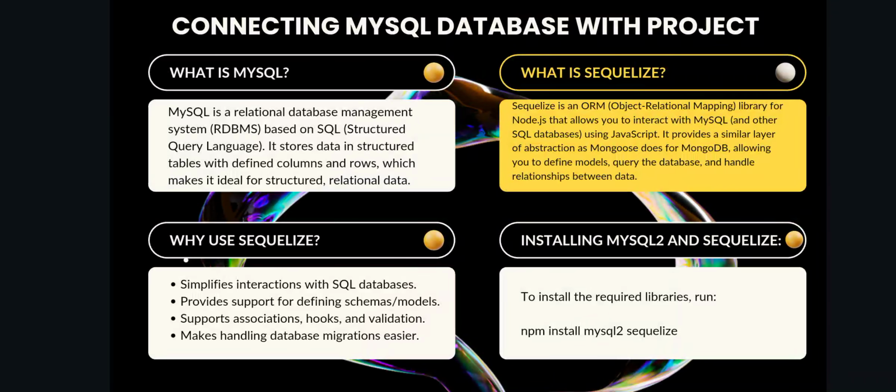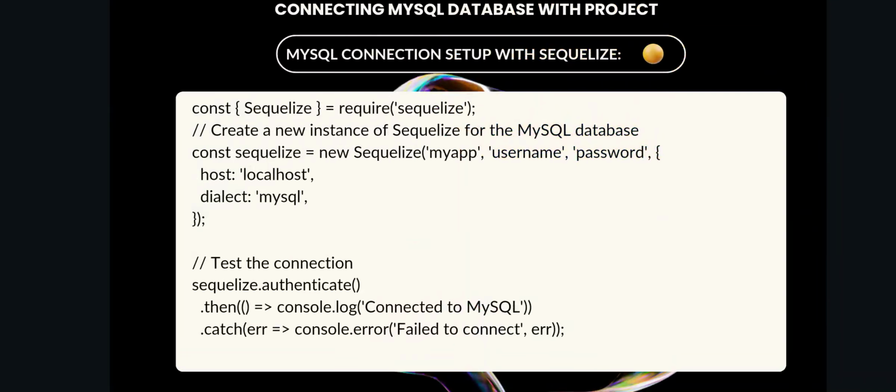Go to your root directory and run this command: npm install mysql2 sequelize. This is the basic structure of setting up Sequelize with our MySQL. For Sequelize, you need to assign a variable and require Sequelize from your Sequelize library. After that, create a new instance of Sequelize for the MySQL database. You need to set up your database username and password here, and define your host.